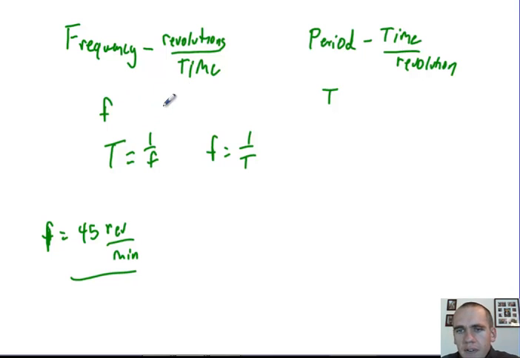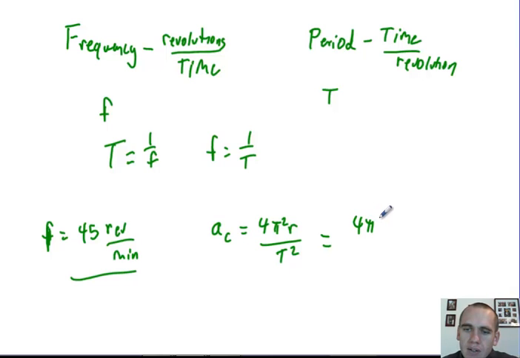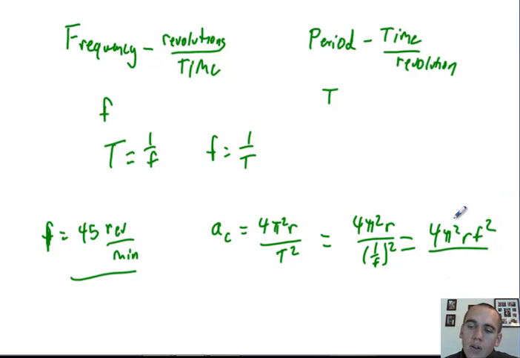Well, because frequency and period are related the way they are, we can actually go back to our equation. Centripetal acceleration equals 4 pi squared r over T squared, but we can replace T with 1 over f. Okay? So this is the same thing as 4 pi squared r over (1 over f) squared. And remember, when you divide by a fraction, it's invert and multiply. So this is 4 pi squared r f squared. Okay? So if I know the frequency or I know the period, I can actually come up with the centripetal acceleration of the object.